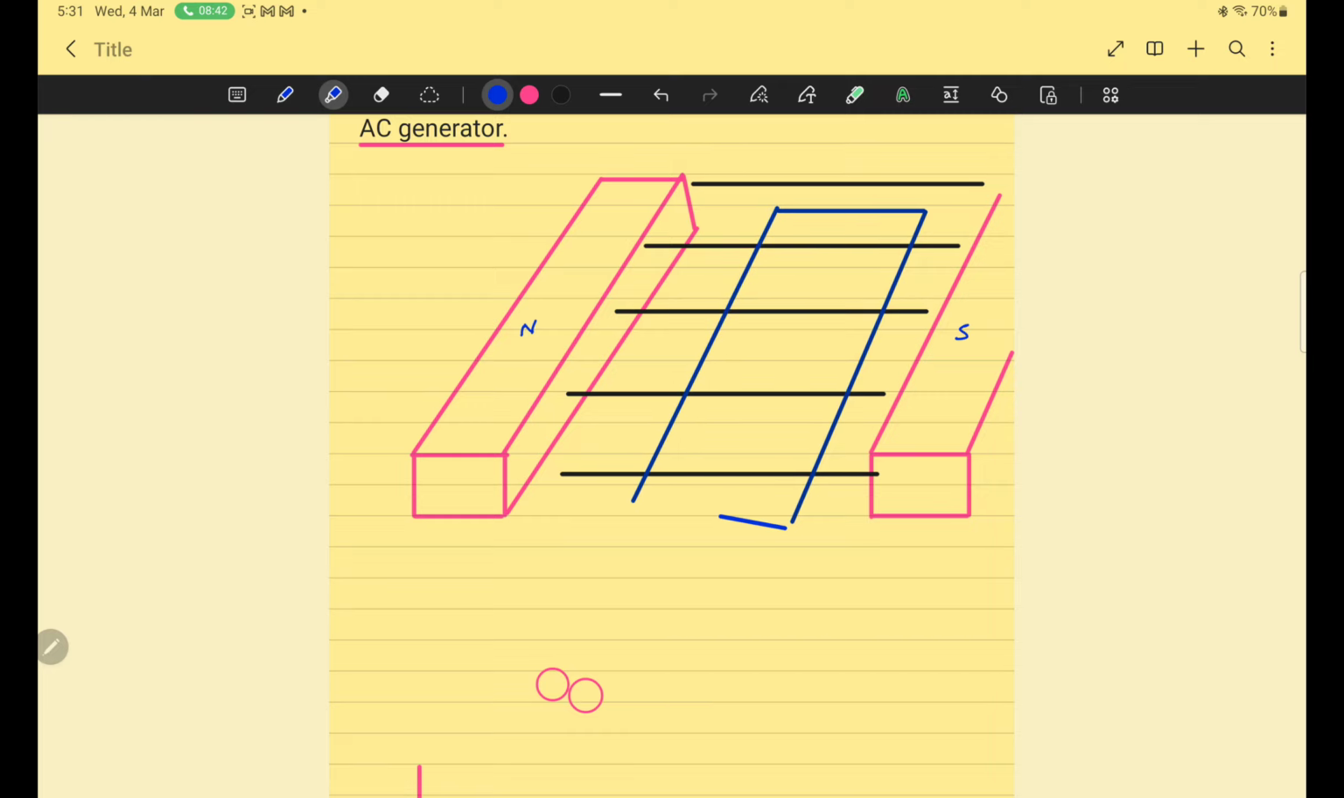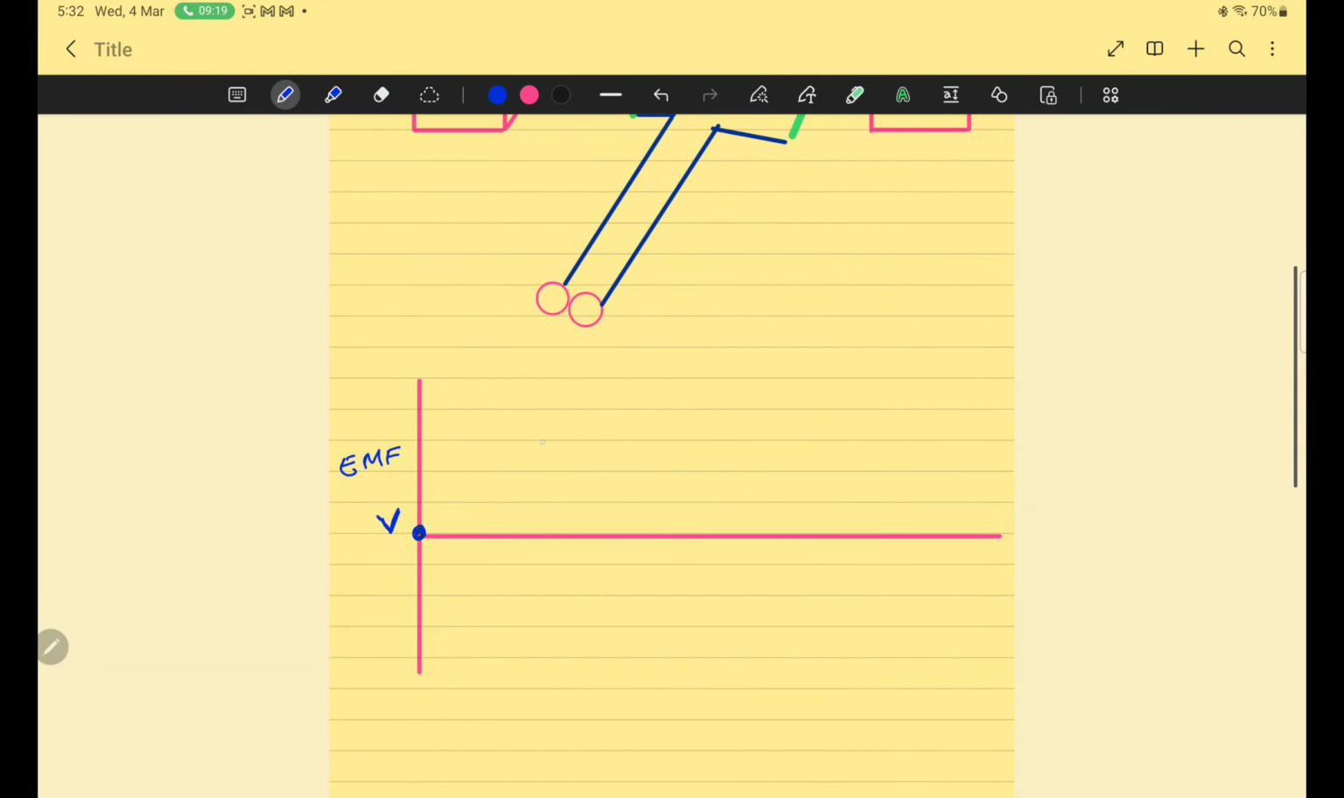When the coil is horizontal, again the two sides of the coil are attached with two separate copper rings. But the key point is this side and this side. You can see this side is moving downward, and this side is moving upward, if the coil is turning clockwise. Initially it was vertical and now it is horizontal. When it is horizontal, the two sides are moving perpendicular to the magnetic field. And now the induced EMF or the current will be maximum.